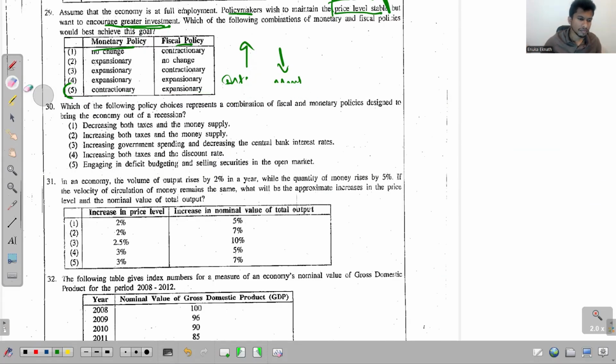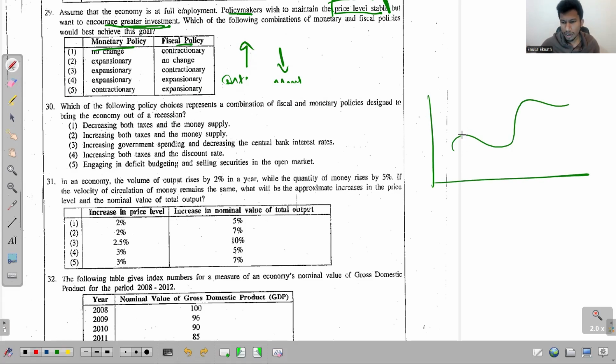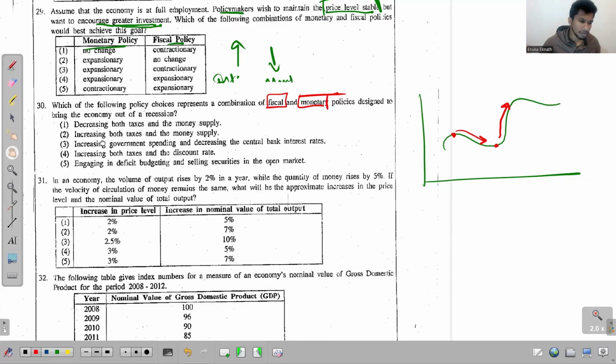Question 30. Which of the following policy choices represents a combination of fiscal and monetary policies designed to bring the economy out of a recession? If you look at the business cycle, the economy is at a recession, moving from this point to this point, and the government is trying to bring the economy out of this recession. So how do they need to manage the fiscal policy and the monetary policy? That's what we need to select out of the given options.